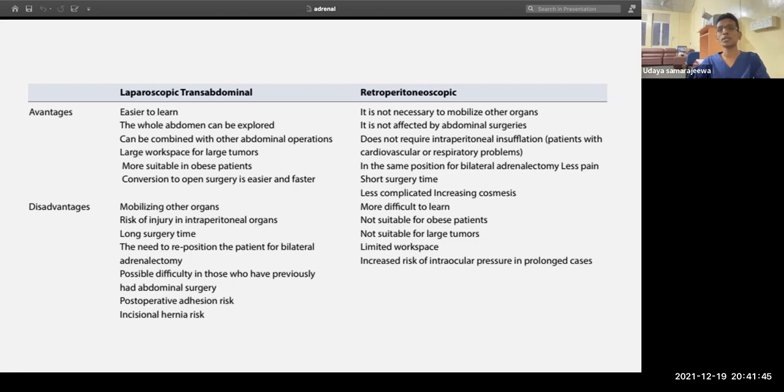Retroperitoneal technique: the advantages are that it is not necessary to mobilize other organs. You will be directly in the plane of the adrenal, and it's not affected by other abdominal surgeries. In patients who have had previous abdominal surgeries, transabdominal may be difficult because of the adhesions and previous scars. And cardiovascular and respiratory problems are less common in retroperitoneal.